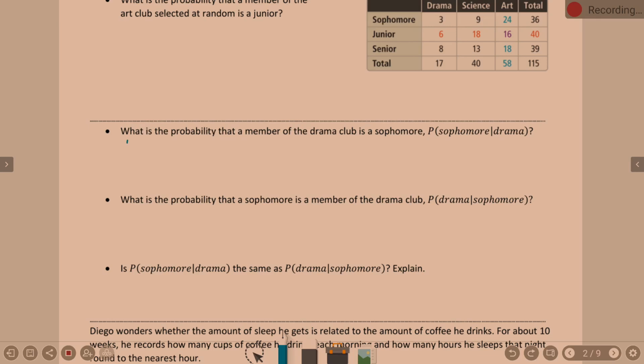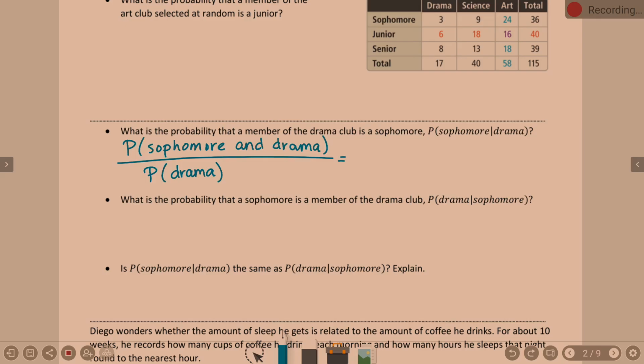So on top of my fraction, it's going to be the probability of sophomore and drama. What about my denominator? Well, no. On top, it's probability of sophomore and drama. I guess it depends what total you're talking about. The total drama, right? So basically the probability that a student is a drama student. So probability of the condition.